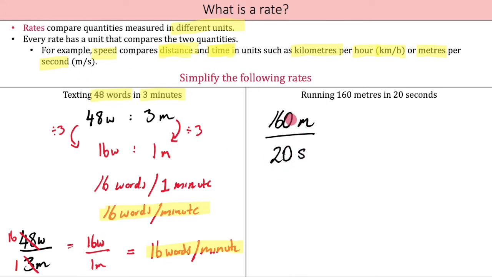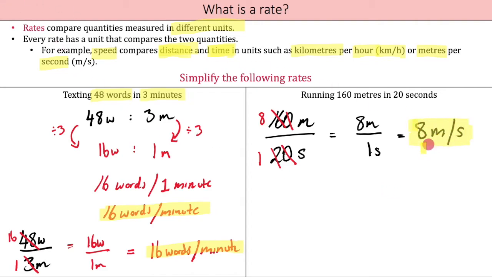Or if I wanted to, I could say I got a 0 there and I've got a 0 there. They both die. 2 divided by 2 is 1. 16 divided by 2 is 8. So that means what we're running here is 8 meters every 1 second. And you'd say that this is 8 meters a second. Perfect. And that would be our answer.